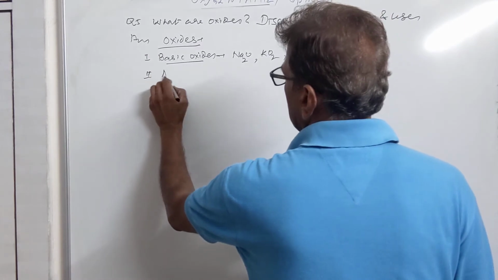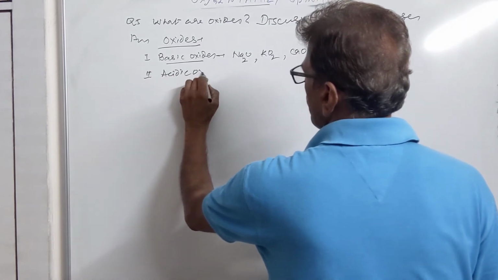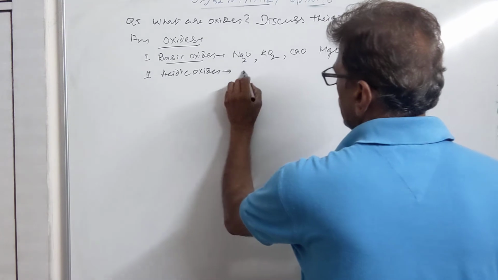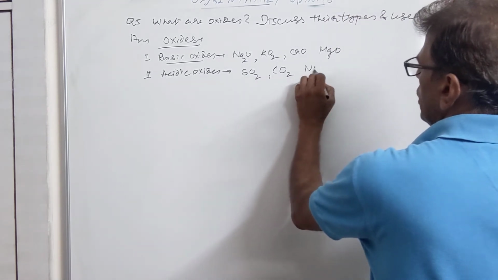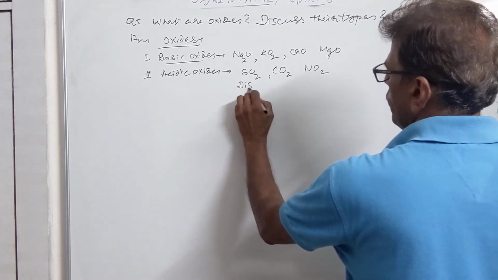Then we have acidic oxides. These are the oxides of non-metals like SO2, CO2, which dissolve in water to give you acid.